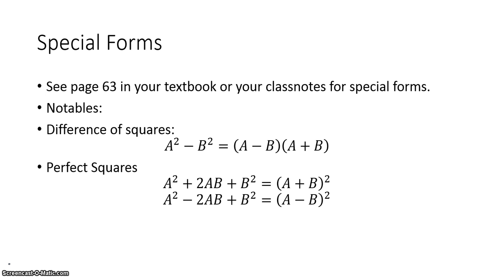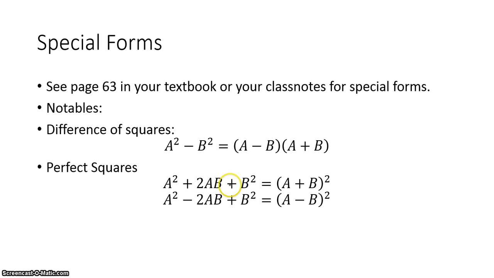See page 63 in your textbook or your class notes for these listings. Hang on to them because they're really useful for us in this class and also in pre-calculus. The notable ones I want to talk about in this video are difference of squares. So here I have a quantity a squared minus a quantity b squared equals a minus b times quantity a plus b. We also have perfect squares.